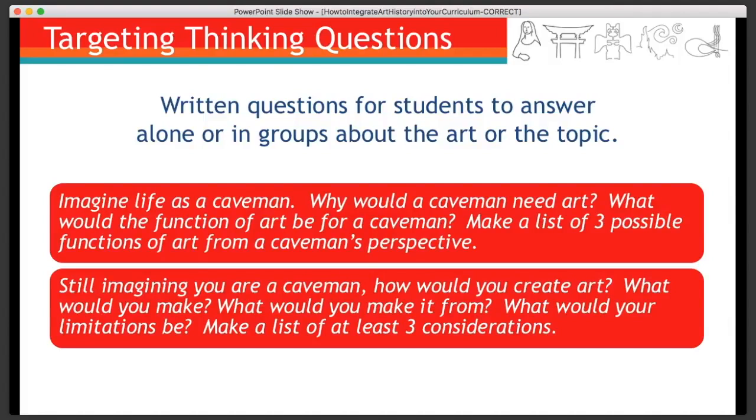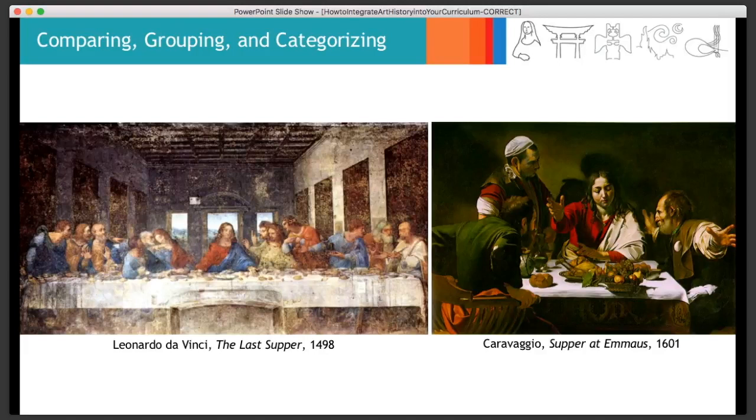And then imagining you're a caveman, how would you do it? What do you have in your life that would make art? And then what will your limitations be? So these are getting yourself in the mindset of the people who made it before you ever even look at the art.